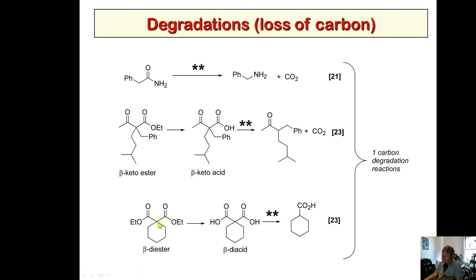Here's the same thing, but a malonic ester type synthesis. So you have the diethyl malonate derivative with the ring, hydrolyze the esters, and then decarboxylate. Loss of CO2 makes a simple single carboxylic acid.